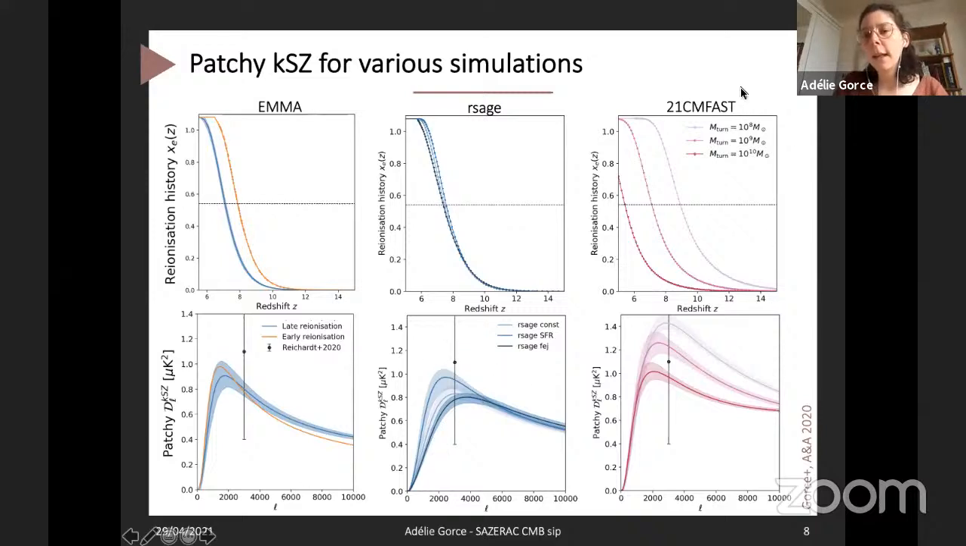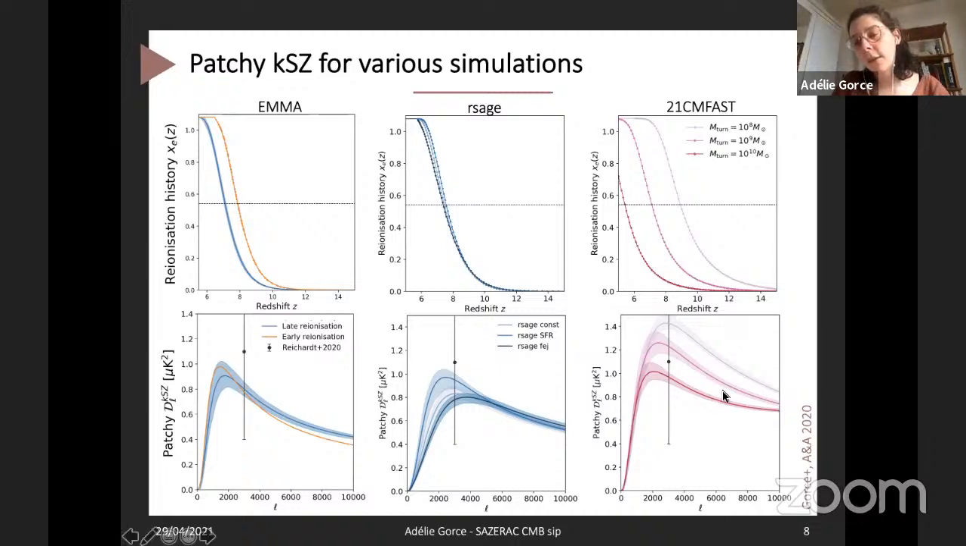Then finally, we have the 3 21cmFAST simulations for 3 different values of the turnover mass. That is the minimal mass under which there's an exponential suppression of star formation. Basically, for the largest value, 10 to the 10 solar masses, you need very, very massive halos to have star formation and to have ionization. So you delay your reionization a lot compared to the 2 other simulations.